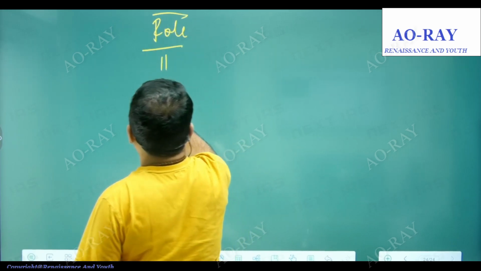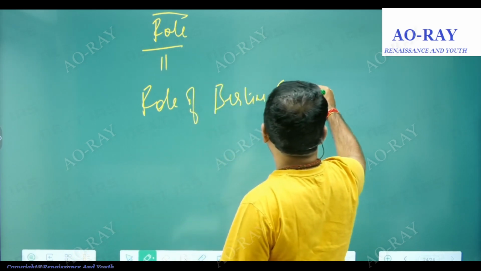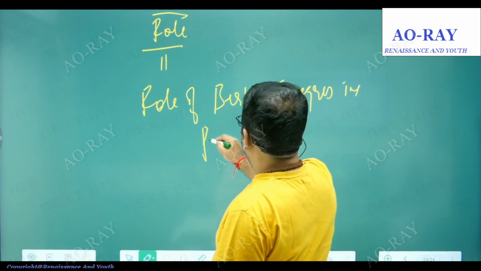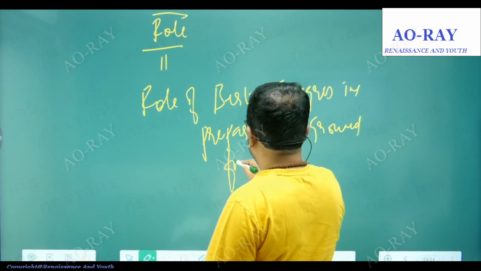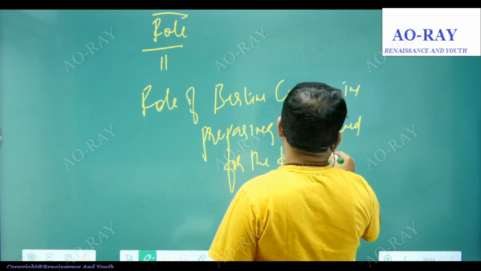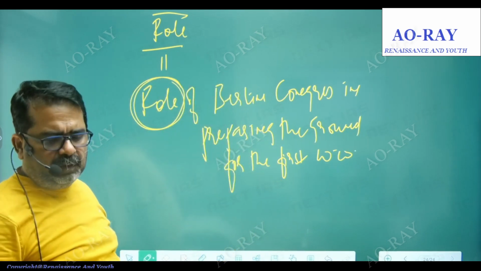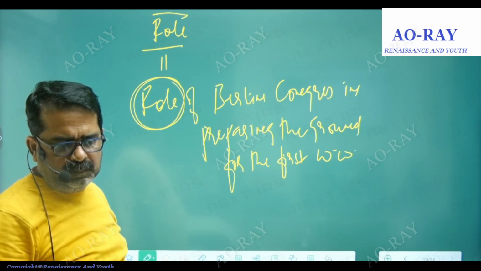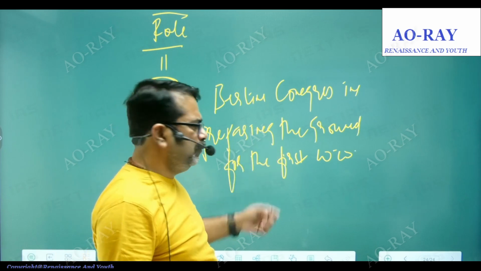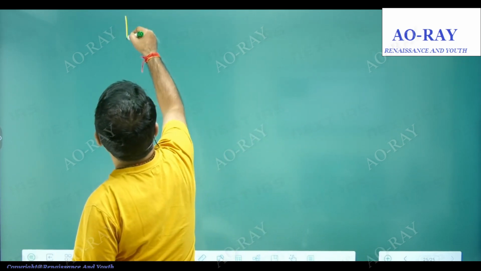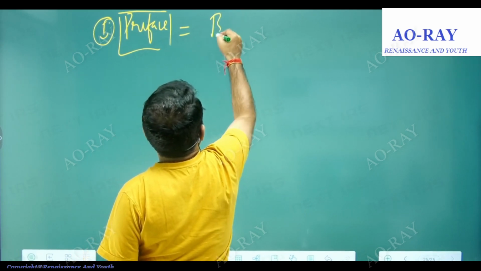What was the role of Berlin Congress in preparing the ground for the First World War? Role. What was the role of Berlin Congress? A role will be either of a person or of an event. Preface. Berlin Congress.